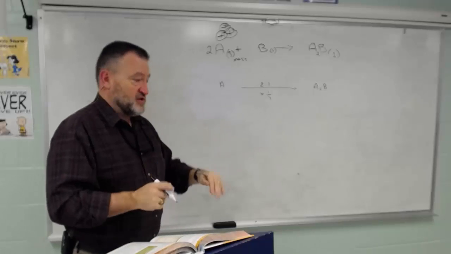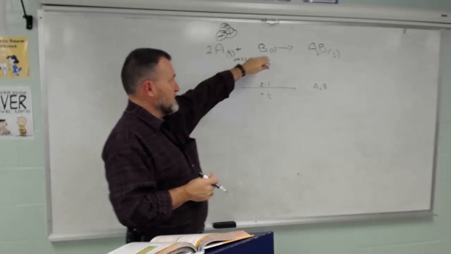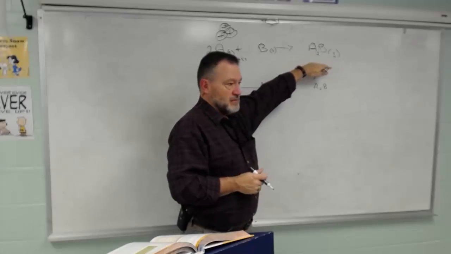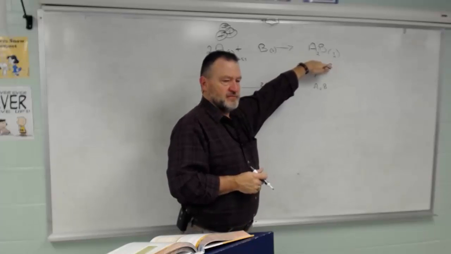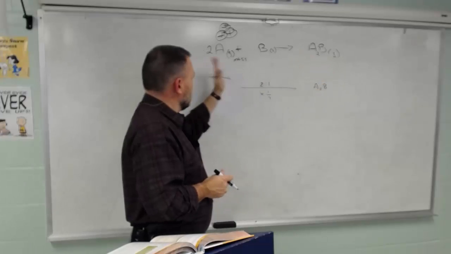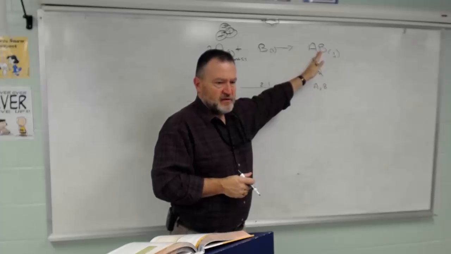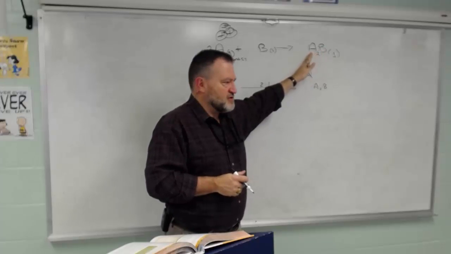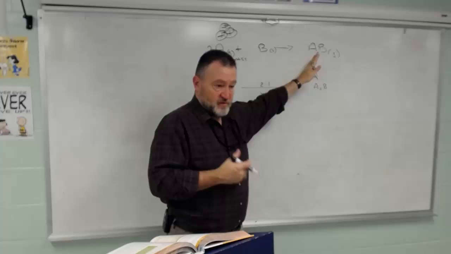It's not true to say that 2 grams of A and 1 gram of B make 1 gram of A2B. You've got a conservation of mass thing going on here, right? It wouldn't work. 2 and 1 would have to equal 3. Otherwise, we've created or destroyed matter, which we can't do in this course.